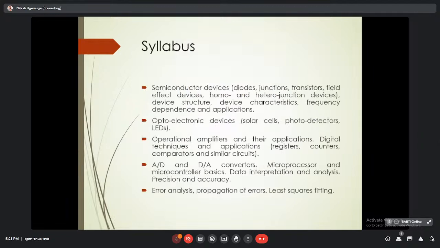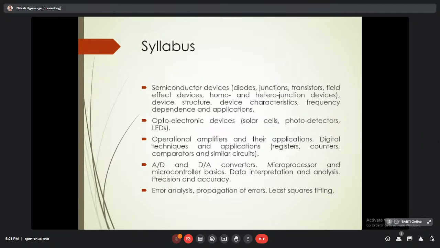In your syllabus, you can see this is the syllabus for the basic level, and then we can go to the advanced. Here we can see the semiconductor devices, in which we have the diode. Just before, we discussed some basic things. Then junctions, transistors, field effect devices, and homo and heterojunction devices that we can also create. Then device structure, device characteristics, frequency dependence and its applications.